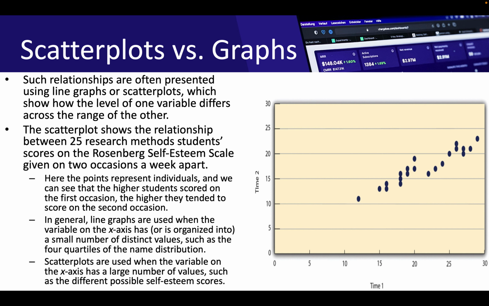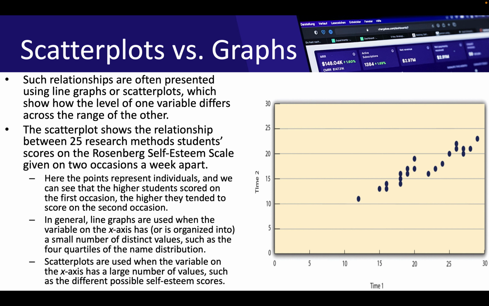Such relationships are often presented using line graphs or scatter plots, which show how the level of one variable differs across the range of the other. The scatter plot shows the relationship between 25 research methods students' scores on the Rosenberg self-esteem scale given on 2 occasions a week apart. Here the points represent individuals, and we can see that the higher students' scores on the first occasion, the higher they tended to score on the second occasion.